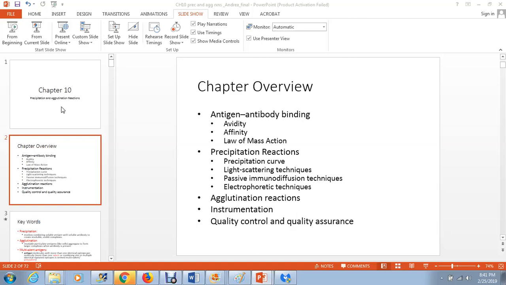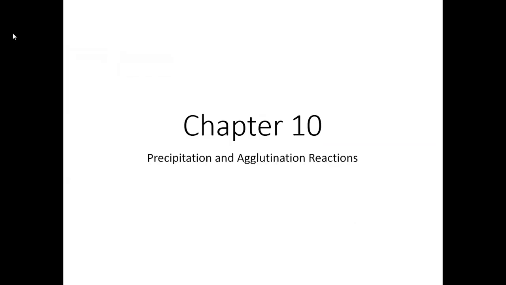Hello, today we're going to look at Chapter 10, Precipitation and Agglutination Reactions. I just want to mention that the material in this chapter is quite dense. In fact, the last version of this textbook actually had these broken out into two different chapters. So we are going to try and keep moving this along. I will do my best to remain pithy in my comments, and let's get going.